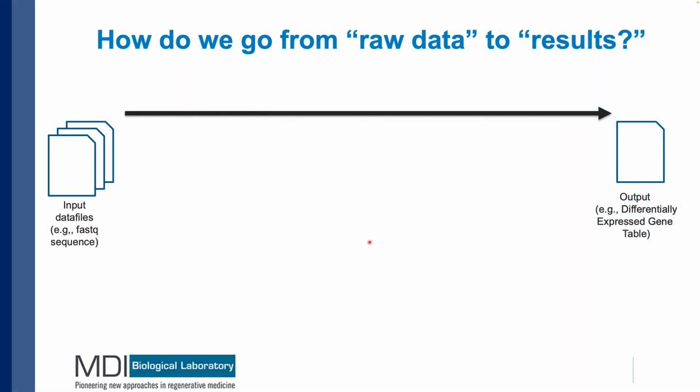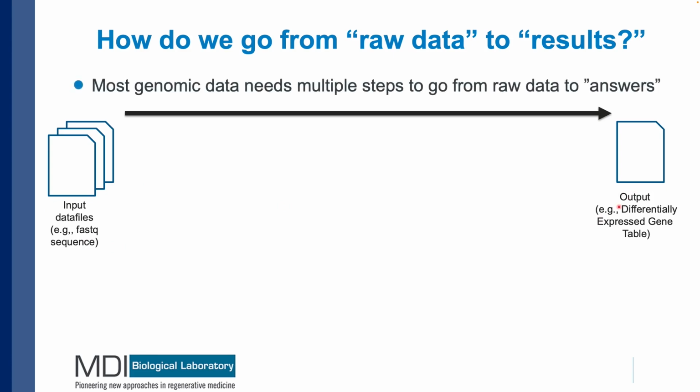How do we take raw data and turn it into results? Here's an example: input data files, for example, FASTQ sequence. The output ultimately could be differentially expressed genes, could be other things as well. And it is the standard in our field that most of the data we work with needs multiple steps to go from raw data to a set of answers.